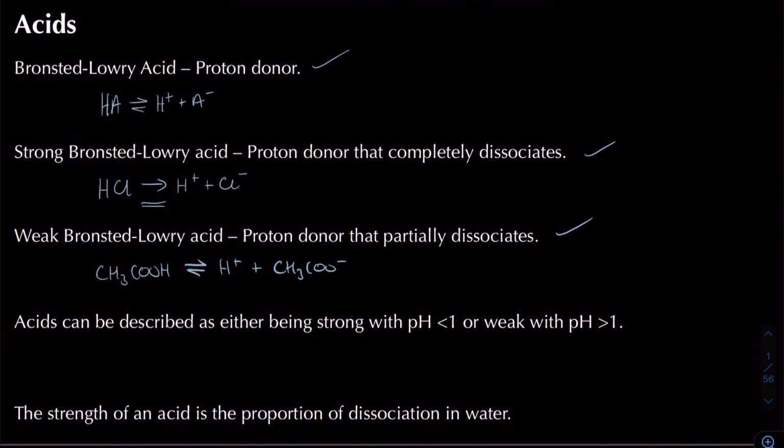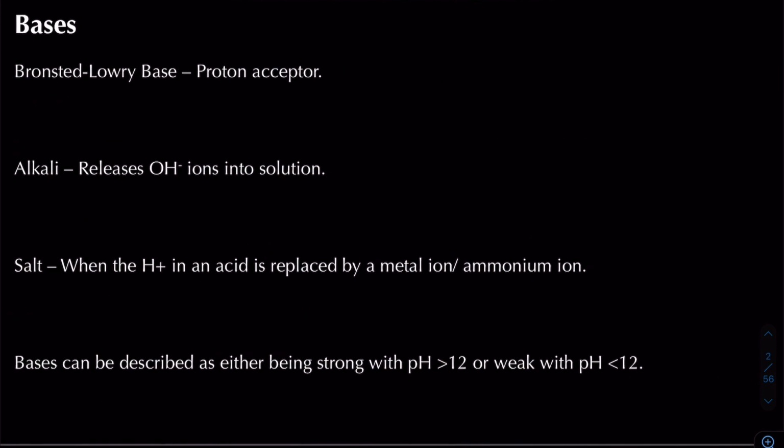Now, we can describe our acids as either being strong or weak by using the pH scale. If we've got a strong acid, we say the pH is going to be less than 1. If you've got a weak acid, the pH is going to be greater than 1. And the strength of the acid is based on the proportion of dissociation in water. So if I were to look at the following two examples over here, we know the equilibrium is going to lie far to the right. Almost all of our acid dissociates, whereas with this example over here, only some of our acid is going to dissociate itself.